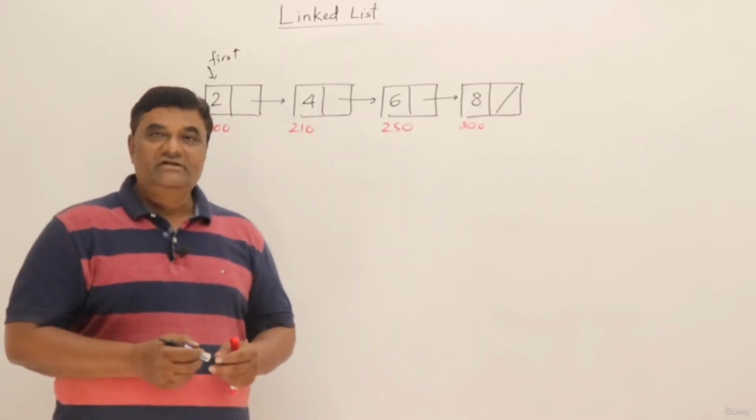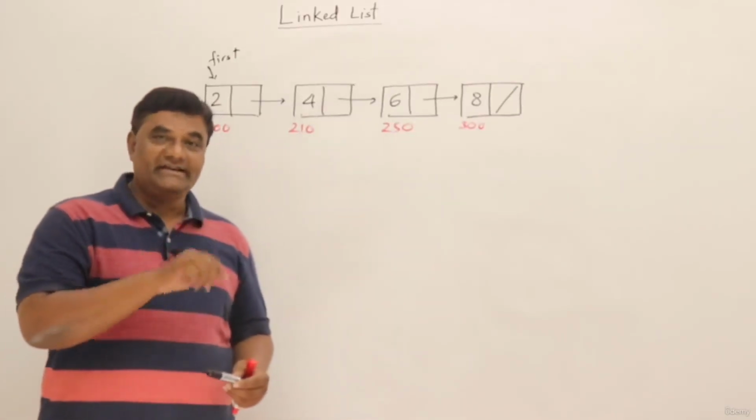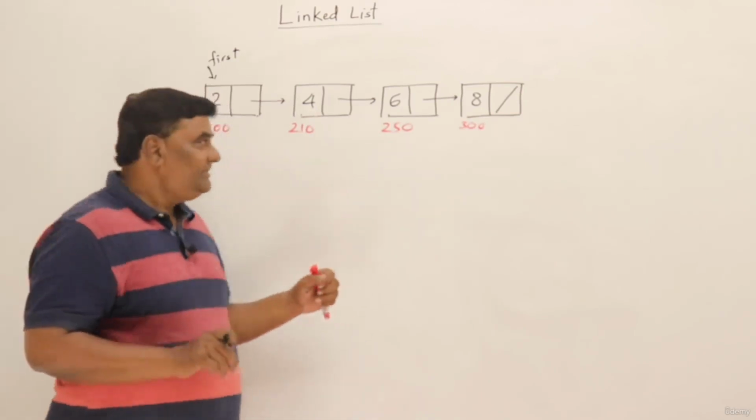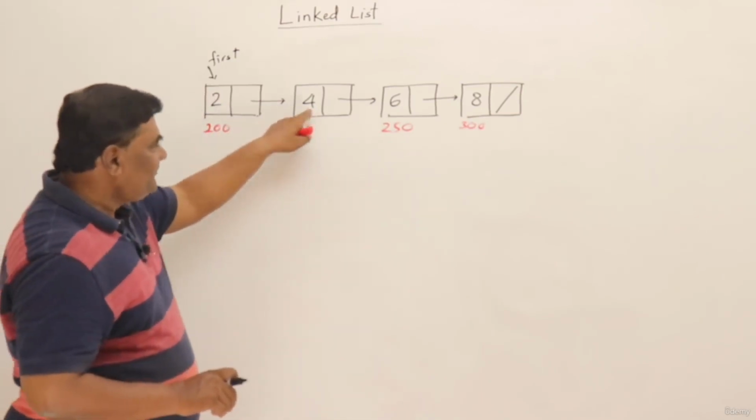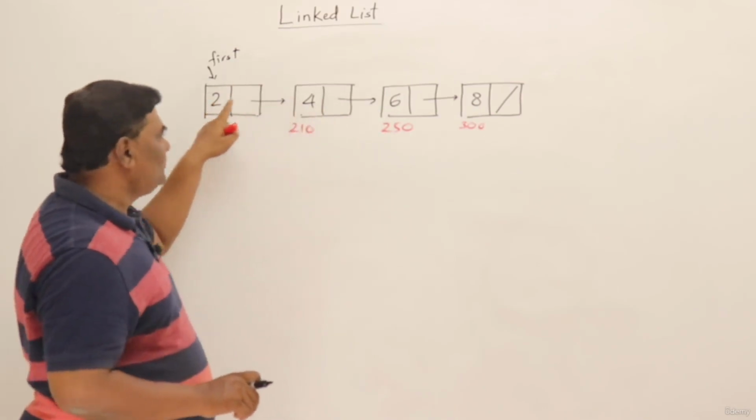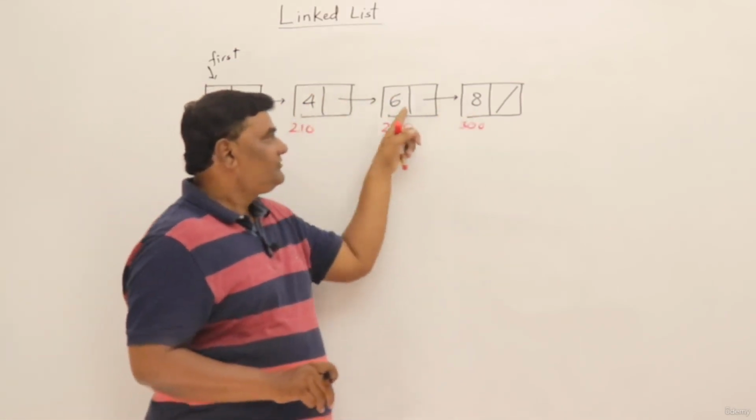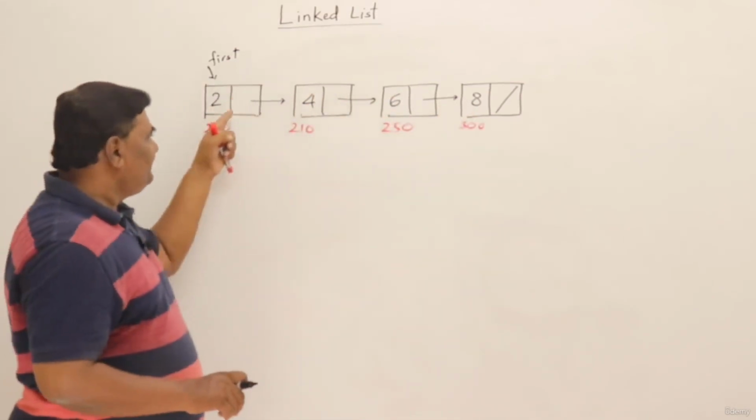Now let us reverse a linked list by reversing links. Reversing links means this node 4, instead of pointing to node 6, should point to 2, and 6 should point to 4, and 8 should point to 6, and 2 should become null.